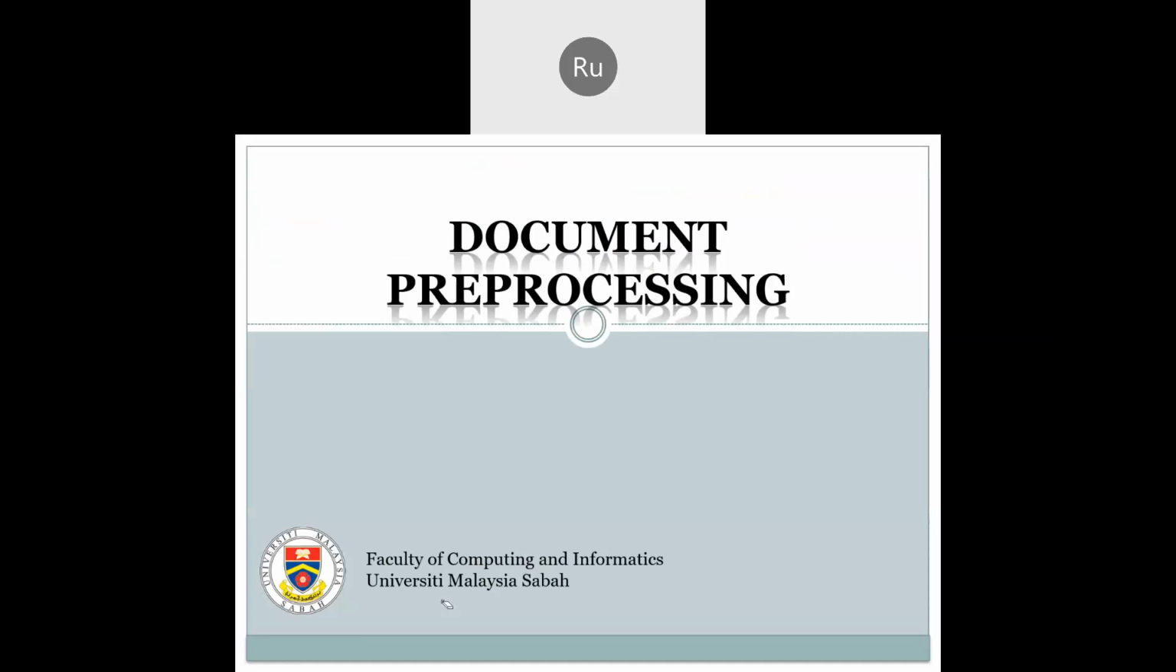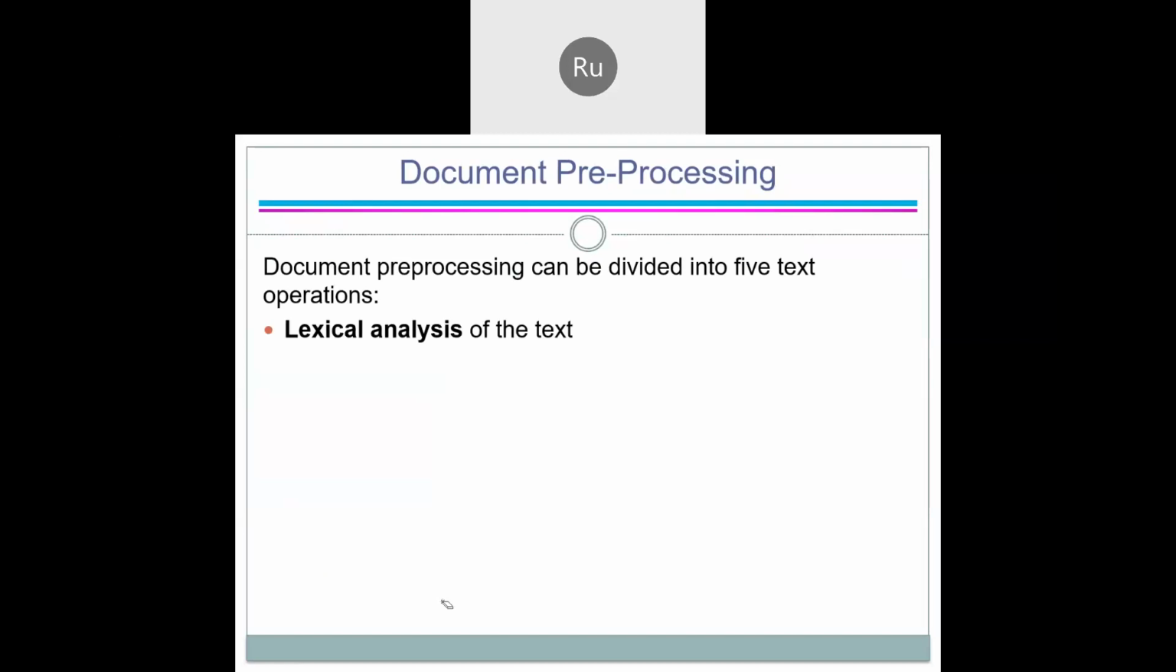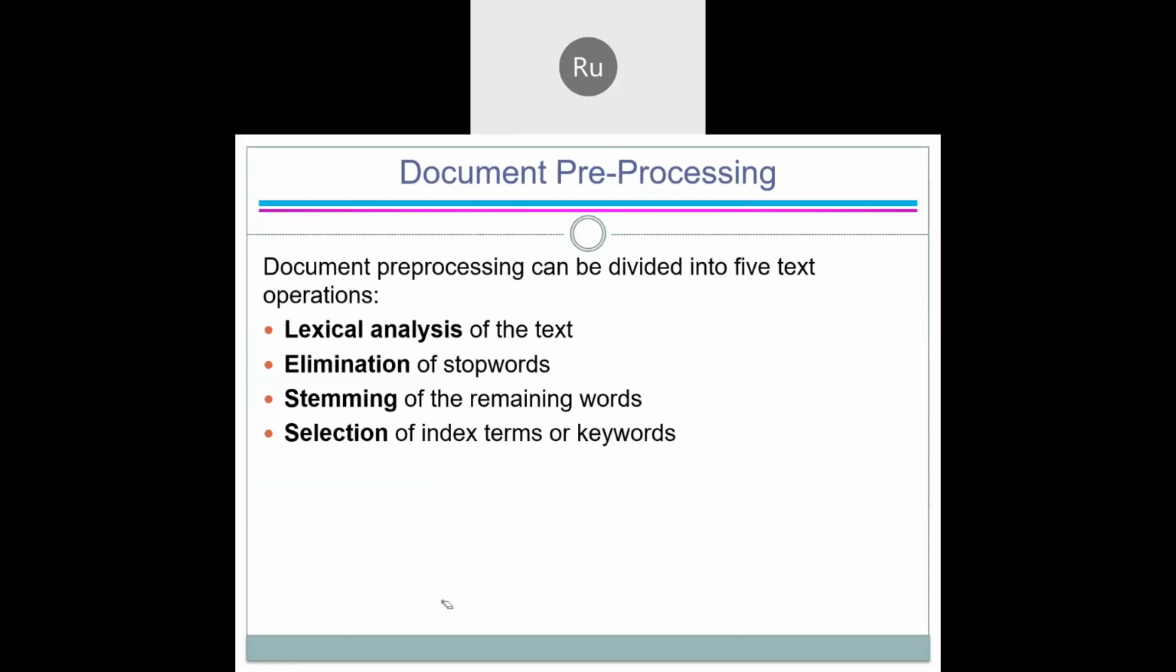So having to know all these things, we also want to know what kind of document pre-processing we need to do in order to process a document. So we have 5 operations. The first one is lexical analysis. Second one is elimination of stop words. Stemming of the remaining words, where we take the root word only. And then selection of index terms or keywords. And then finally construction of the taxonomy or the thesaurus.